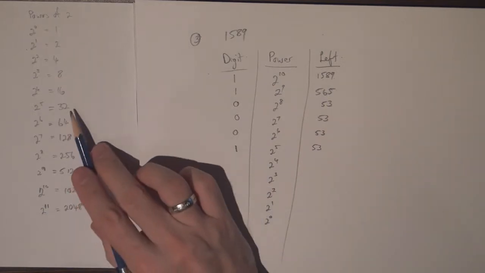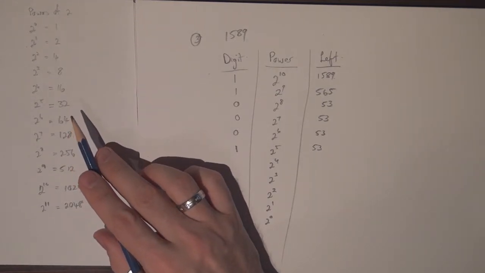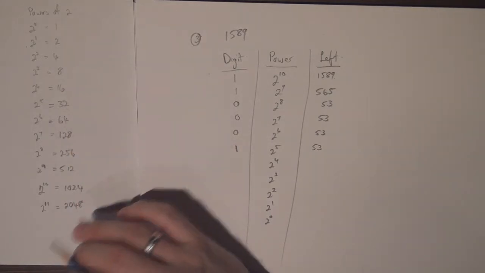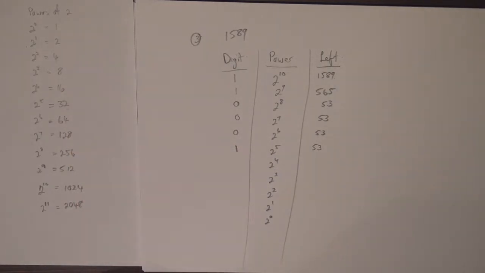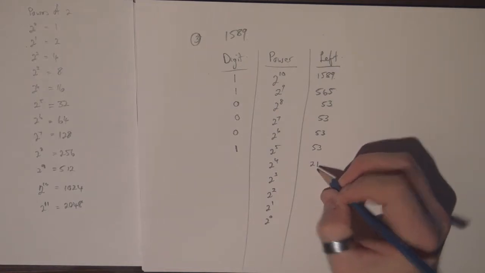Well, 53 minus 32. And of course, feel free to pause if it's going too fast for you, if you want to think before you just hear it, or whatever you need to do. The beauty of a video is you can go back and forth as you want to. How much do I have left? 53 minus 32 is 21.